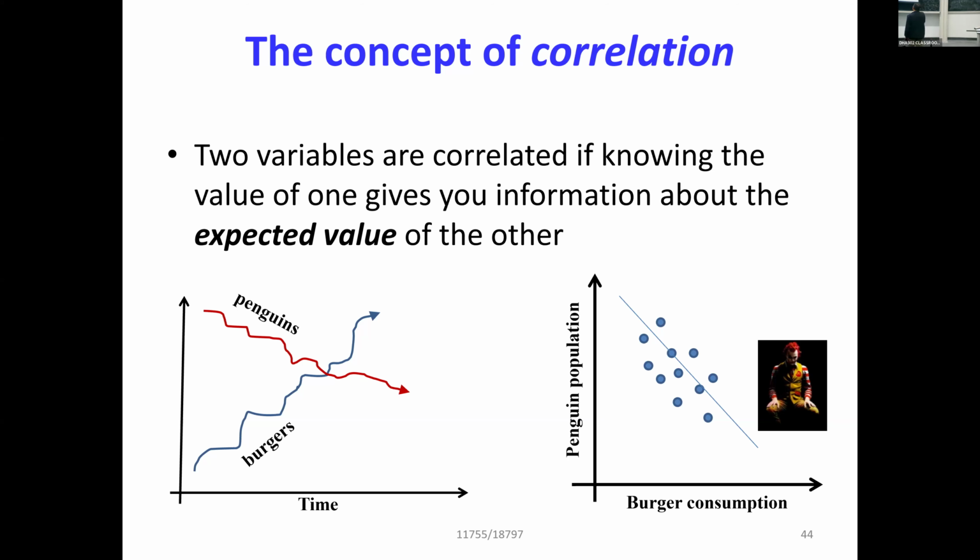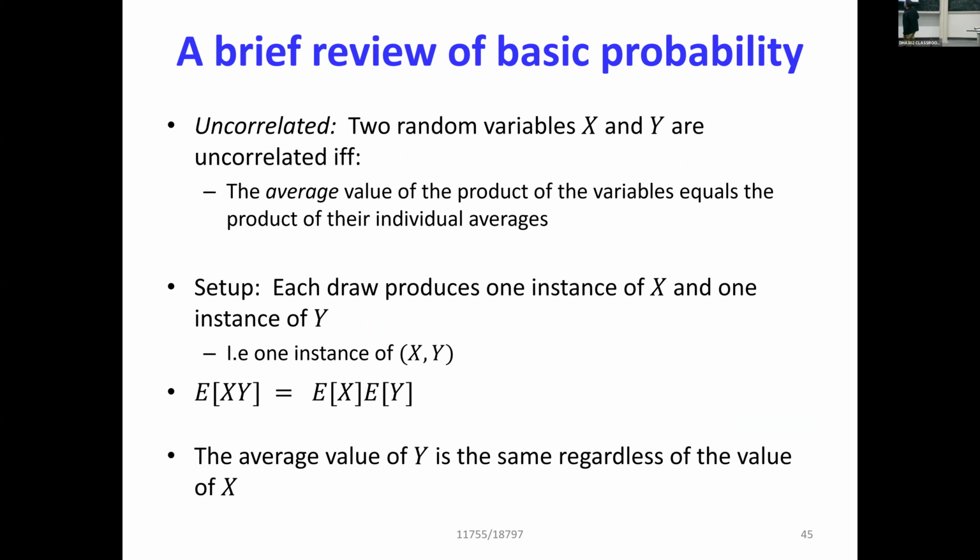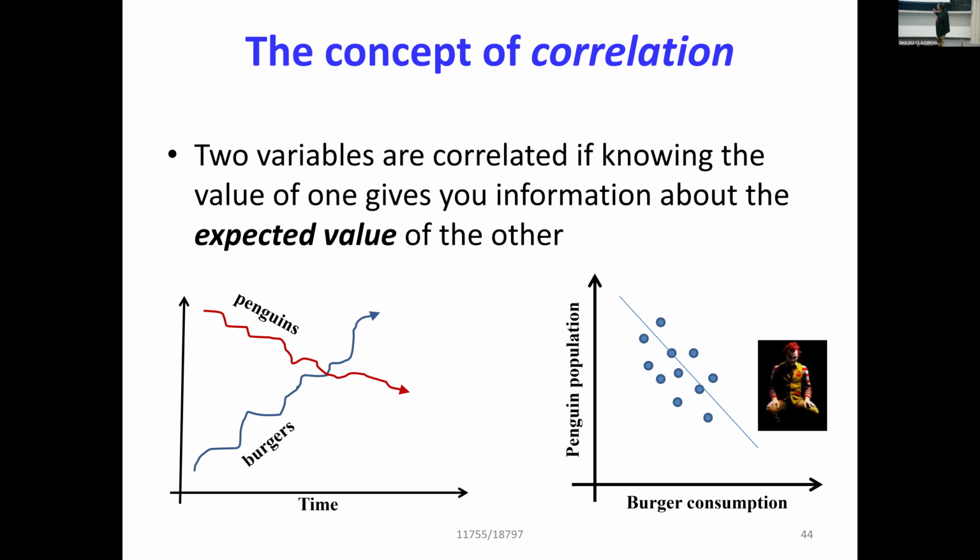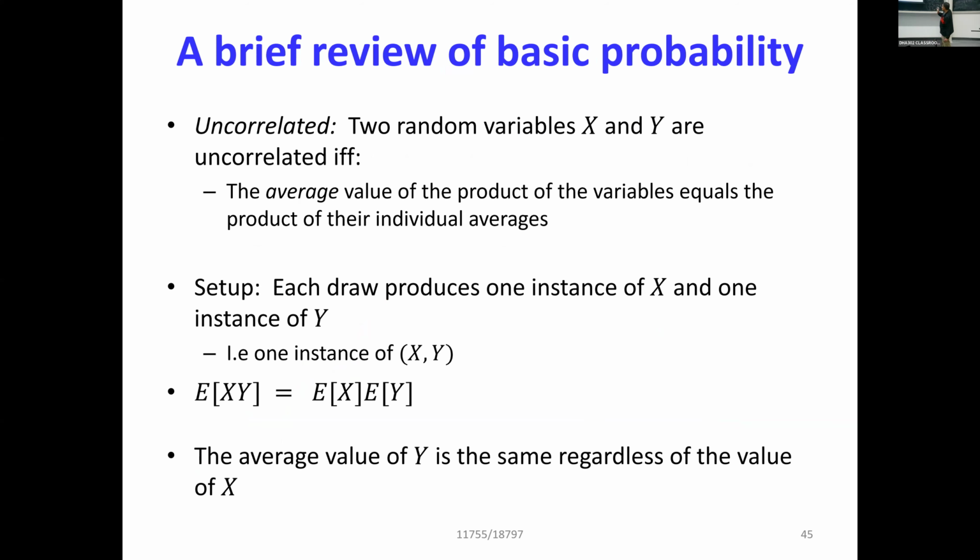So now, here, they are correlated in the sense that variations in one imply variations of the other. It doesn't mean they cause variations of the other. It means they imply variations of the other. And so, two random variables, x and y, are uncorrelated if and only if the average value of the product of the variables equals the product of their average values. Expected value of x times y is the expected value of x times the expected value of y, right?